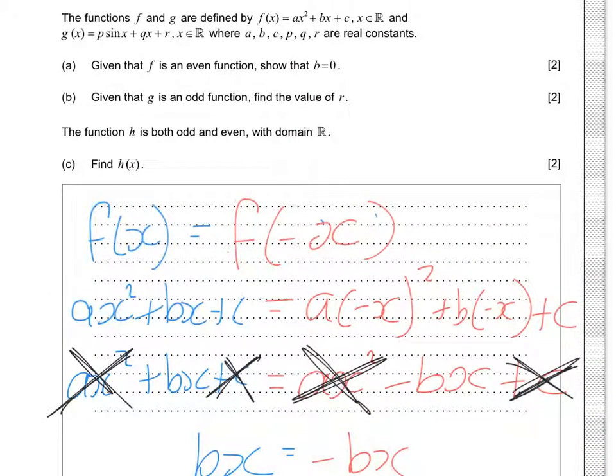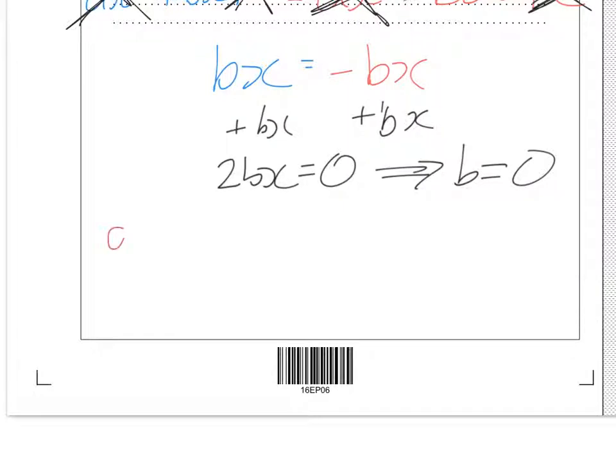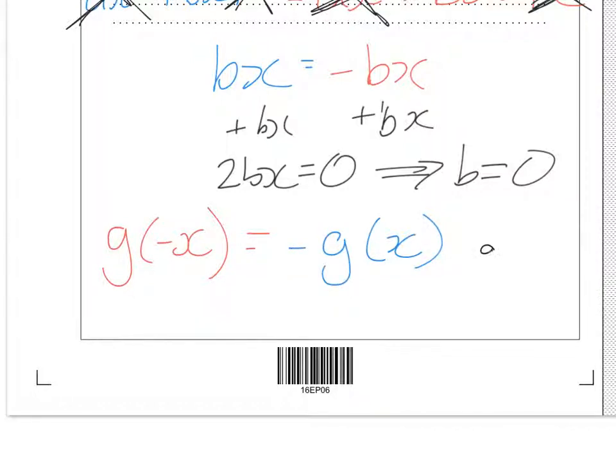Part B, given that g is an odd function, find the value of r. g of x is p sine x plus qx plus r. So if it's odd, that means g of minus x is equal to negative g of x. That's what an odd function is. And g of x, just for reference, because it's got squished up the top there, is p sine x plus qx plus r.